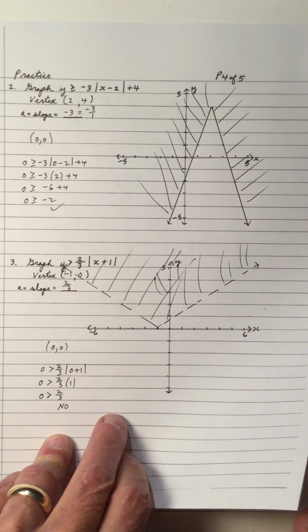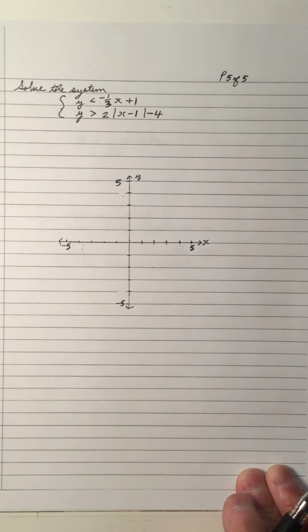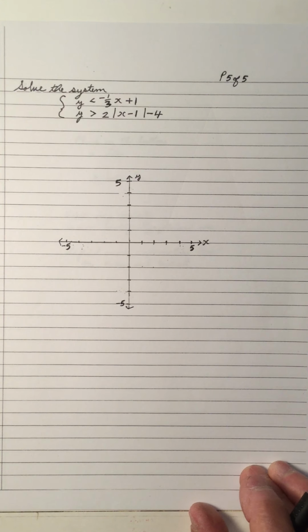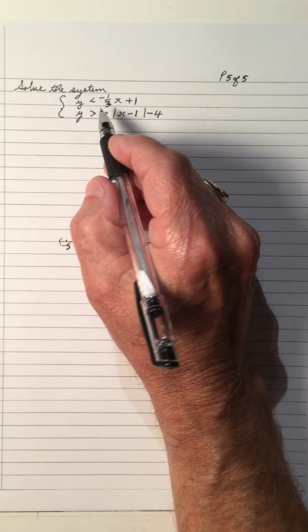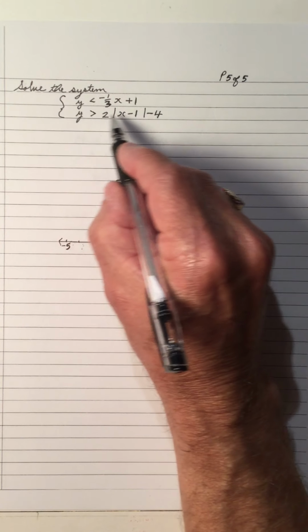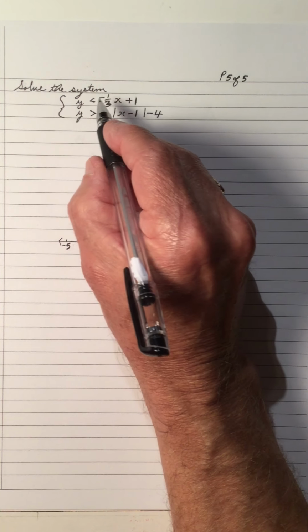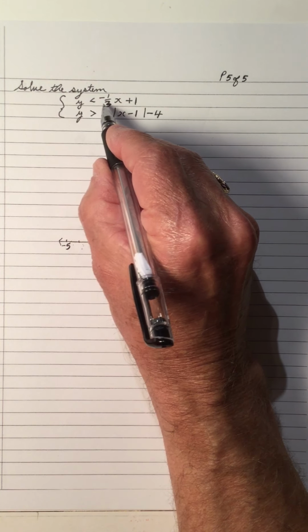Remember, you pause the video and work it up beforehand, and then see if you're doing it right. Now, this one's a little bit different. It says solve the system. Now, notice that this is a system of two inequalities, but notice that this one right here is a linear.